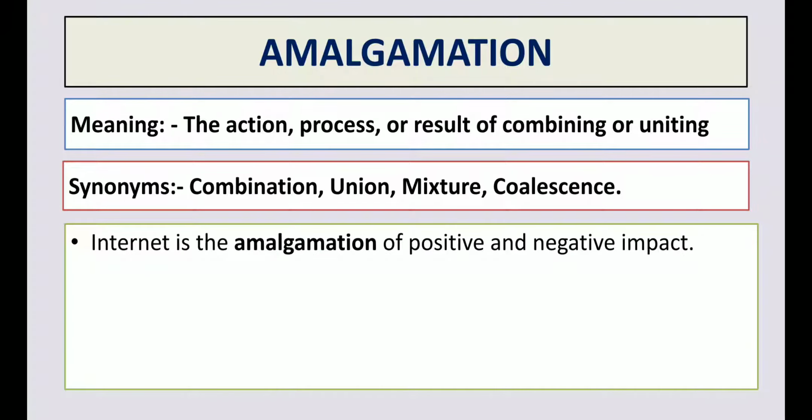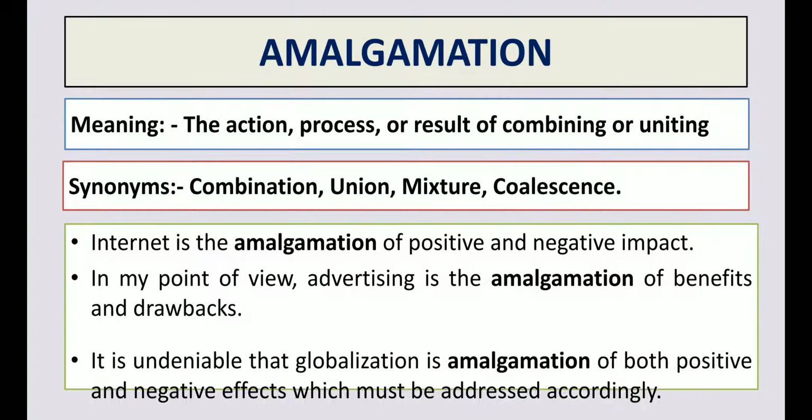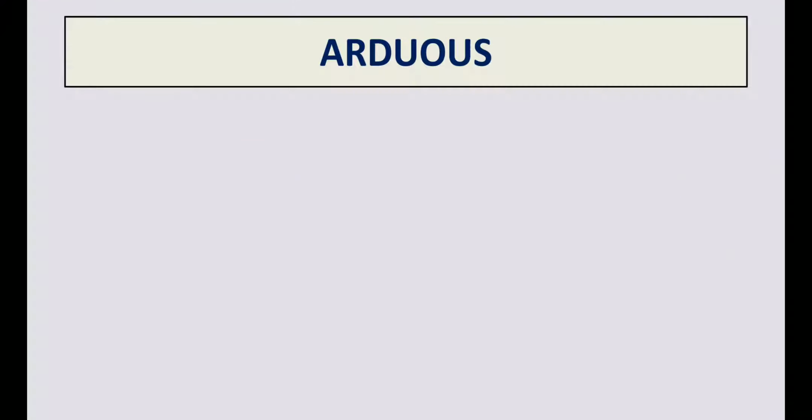The first example of amalgamation is: the internet is the amalgamation of positive and negative impact. The second example is: in my point of view, advertising is the amalgamation of benefits and drawbacks. And the last example of amalgamation is: it is undeniable that globalization is an amalgamation of both positive and negative effects, which must be addressed accordingly.